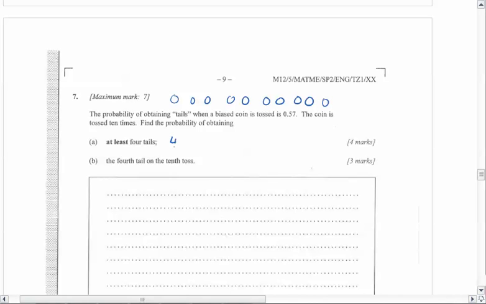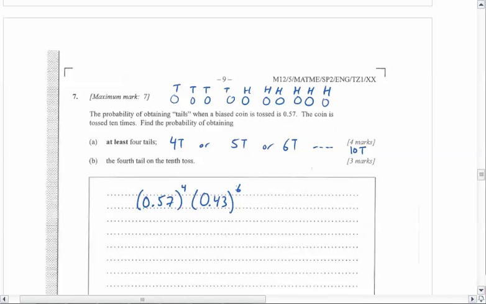So that would mean 4 tails, or 5 tails, or 6 tails, all the way up to 10 tails. So the chance of getting 4 tails would be, well, that means I have to have tails, which is 0.57 chance, happening 4 times. And that would also mean that the rest of the tosses would have to be heads. So I'd have to get 4 tails and 6 heads. So the chance of getting heads is the opposite of 0.57, which is 0.43. I'd have to have that 6 times.